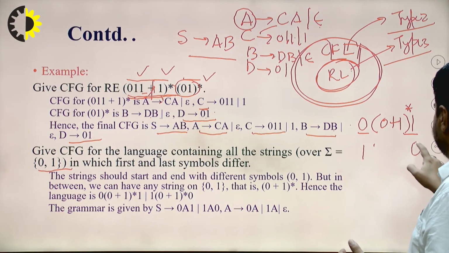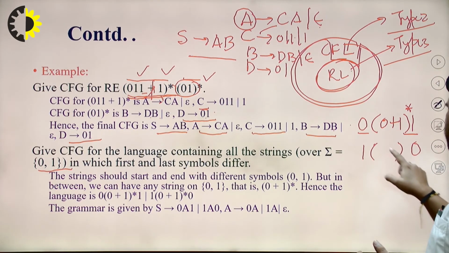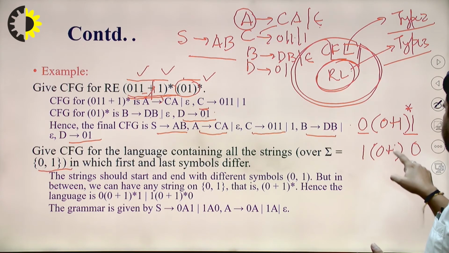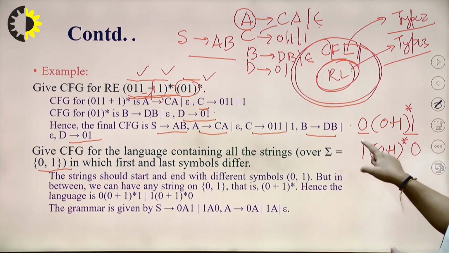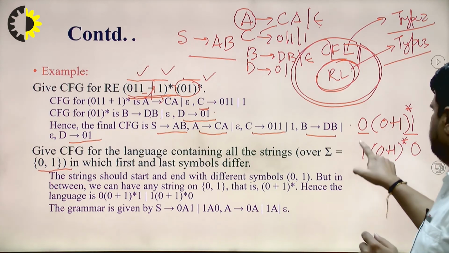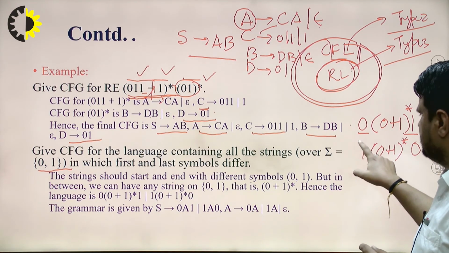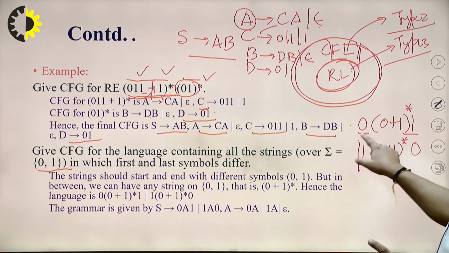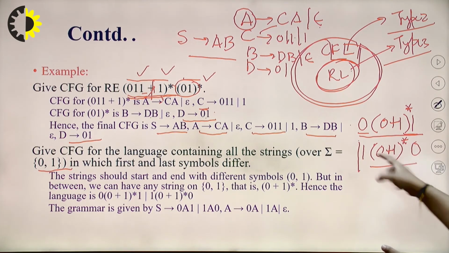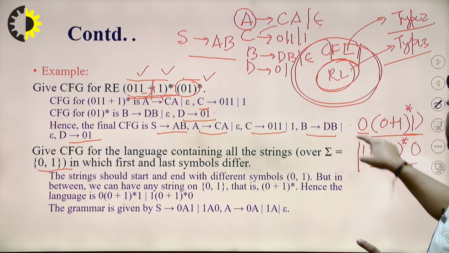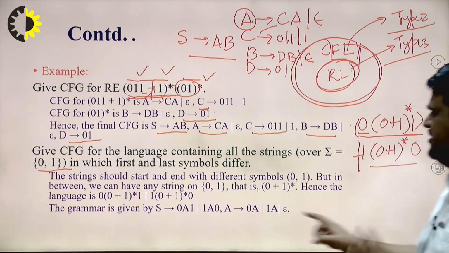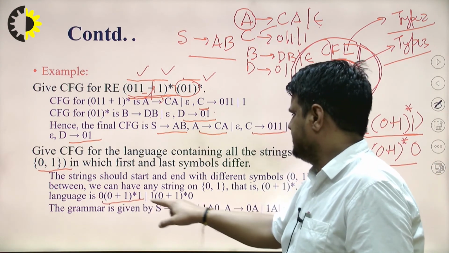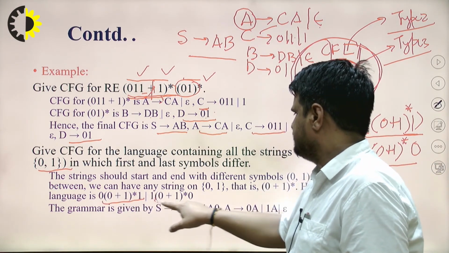Last symbol must be 0, and in between any combination of 0 and 1 will be there, right? So you can see this is a regular expression for the particular language, meaning either this one or this one. So either you can write it in this manner plus this one, right? So this is a choice, meaning either this one or this one.